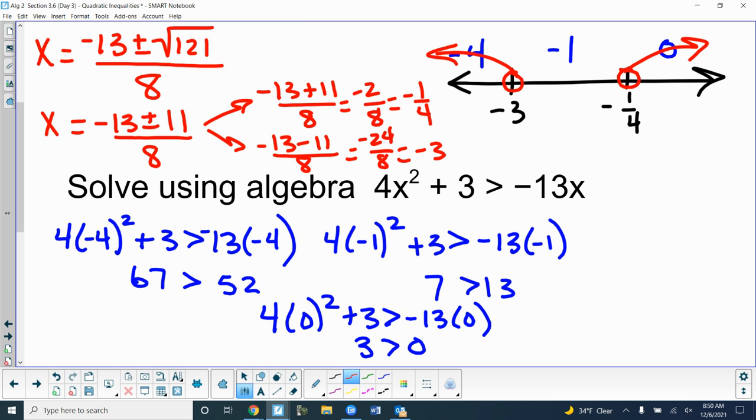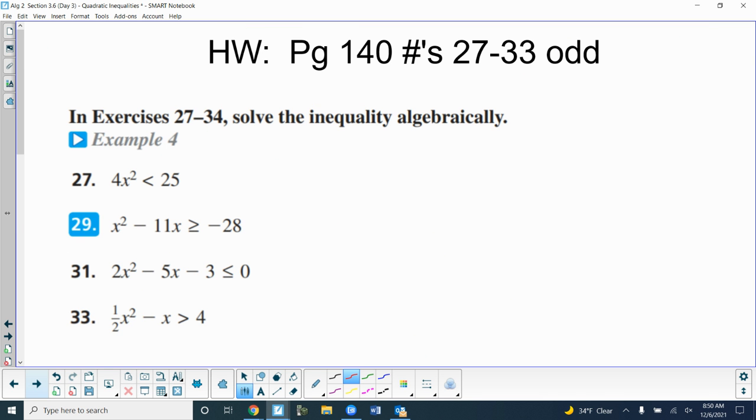Okay, let's go over the homework. What do you got to do with number 27 first? You need to subtract the 25, right? Yeah.